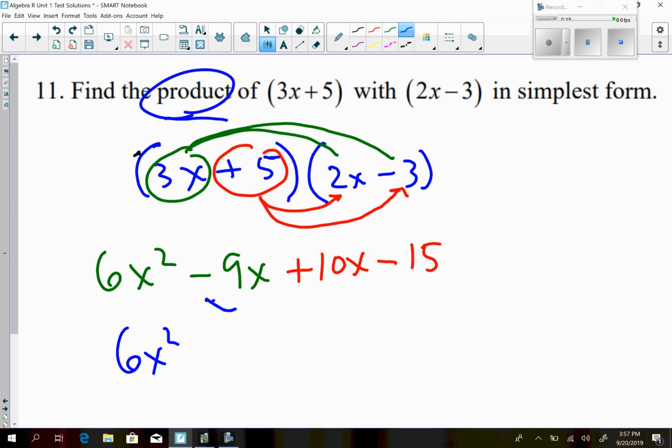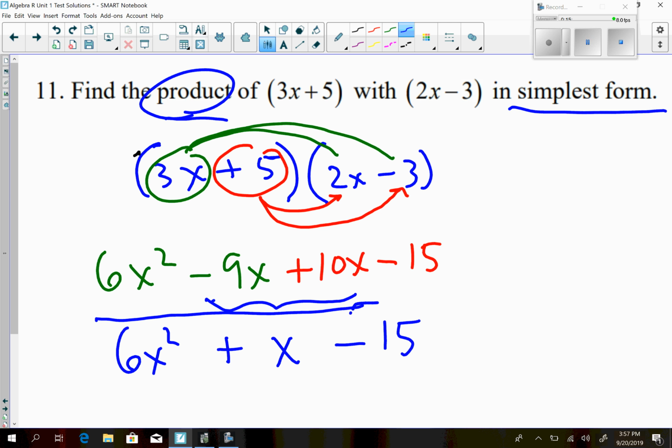combined like terms, negative 9x and positive 10x is positive 1x. 10 minus 9 is positive 1. You don't need the 1. You could write it if you want to. Negative 15 gets brought down, and we have this answer because this is simplest form. 6x squared plus x minus 15.